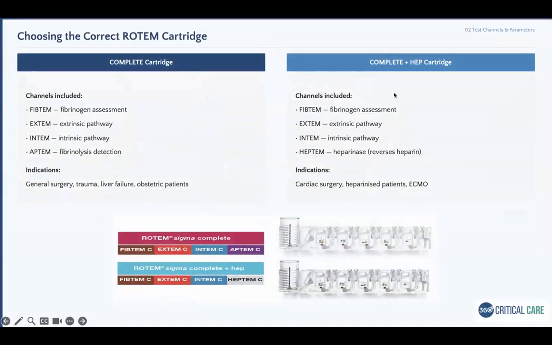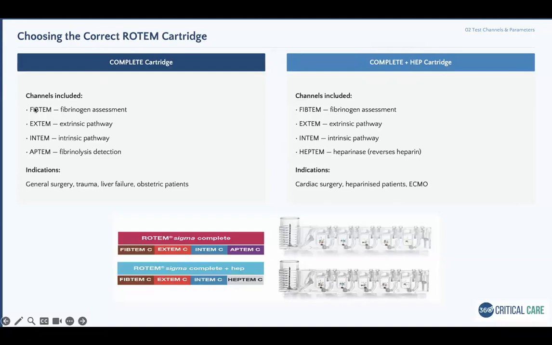If you have a patient who is heparinized, suppose someone is on a CP bypass undergoing a cardiac surgery, then we use a cartridge which is called the complete plus hep cartridge, where you have a HEPTEM which nullifies the effect of heparin and then gives you a result. So whatever you get is not because of heparin.